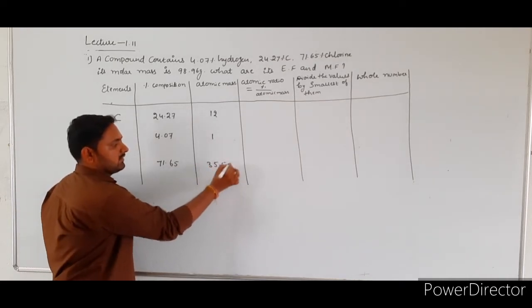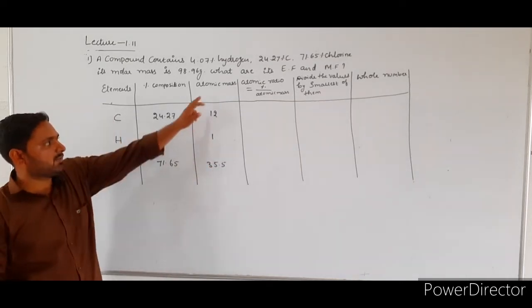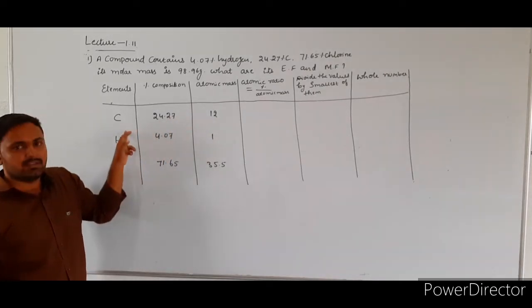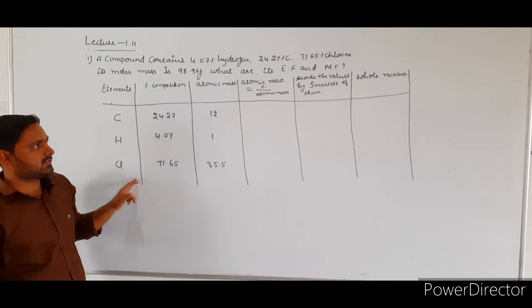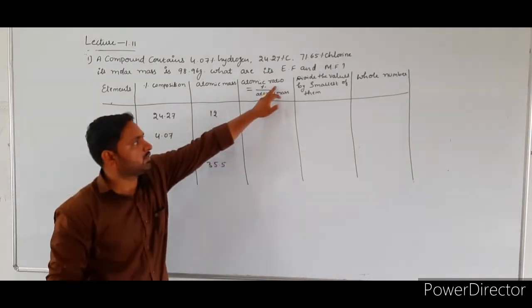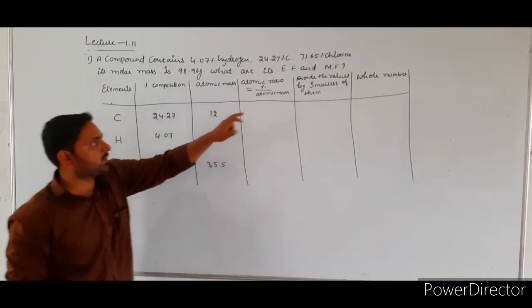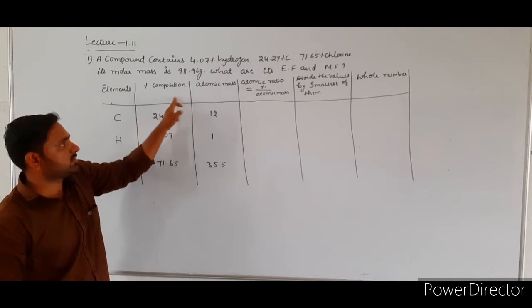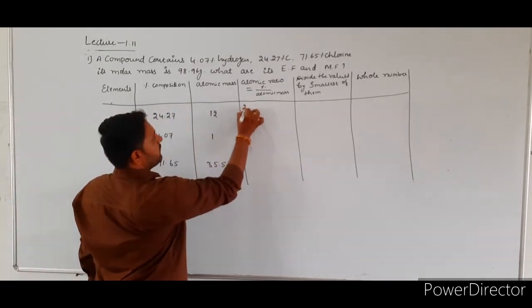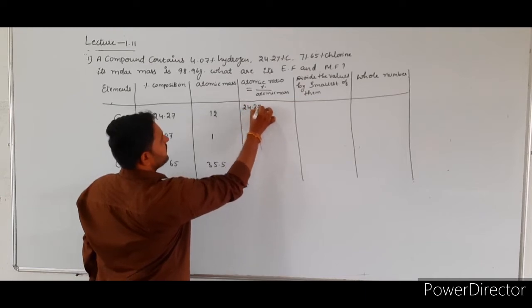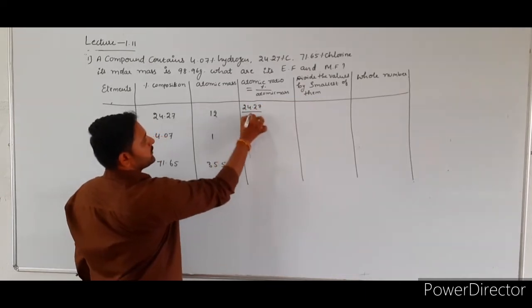35.5. The atomic masses of elements you should remember. Next, the atomic ratio. To get the atomic ratio, you have to divide the percentage composition by the atomic mass. Now divide 24.27 by atomic mass 12.